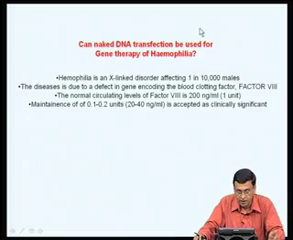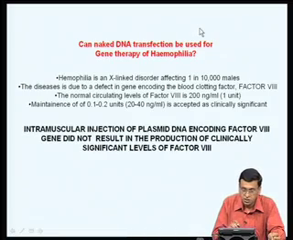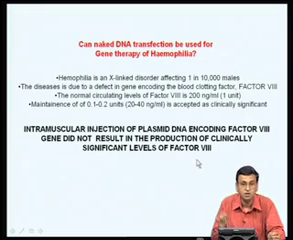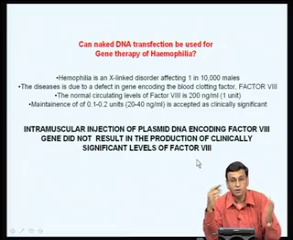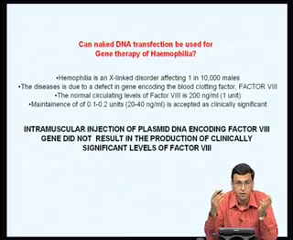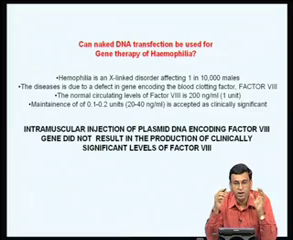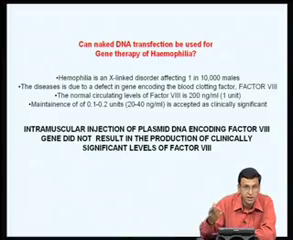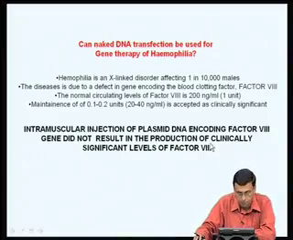But soon it became very clear that intramuscular injection of plasmid DNA encoding genes like the factor VIII gene did not result in the production of clinically significant levels of factor VIII. So although the studies with reporter genes were very exciting, when it actually came to very important therapeutic genes, they found that this technique failed to deliver clinically significant levels of protein using naked DNA injection. Which tells us that it cannot really be used for gene therapy.